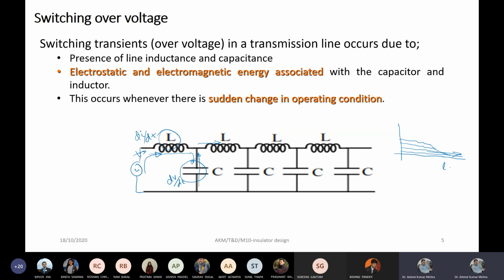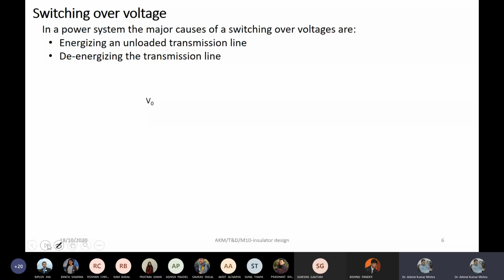Basically in a power transmission line, there are other causes you might have, like current chopping and ferro resonance, which we will study in the high voltage course. But here I am inserting the major cause behind the transmission line overvoltage due to switching, which is energizing an unloaded line.